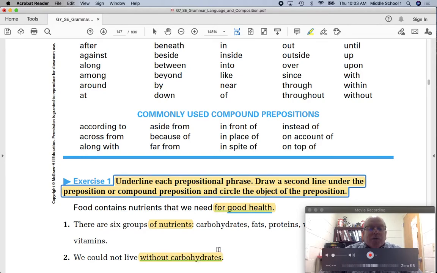You can pause this video and take a couple of minutes to go through sentences number 3 through 10. Underline, highlight, or put parentheses around the prepositional phrases that are found in those sentences. Take a couple of minutes to do that, and then we'll come back and we will go through those examples, and then I'll give you your assignment for tomorrow.